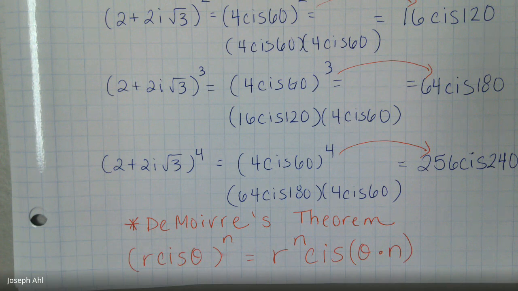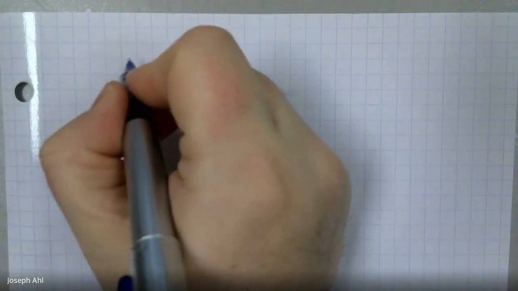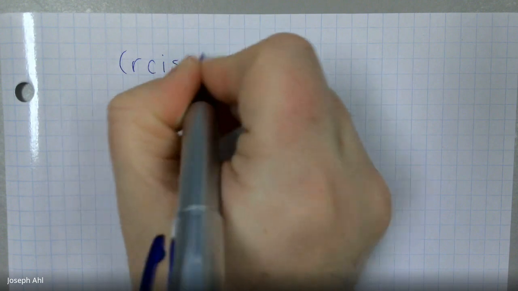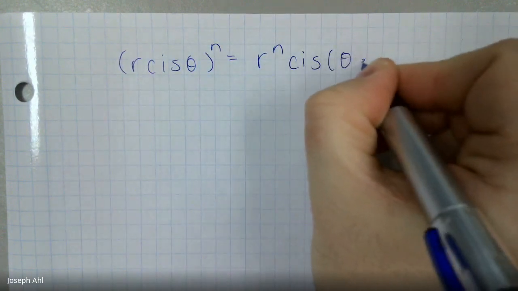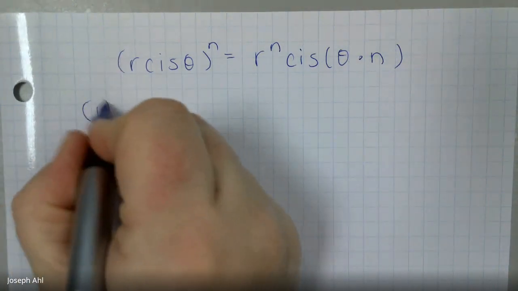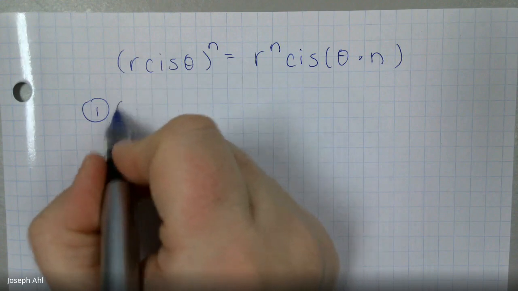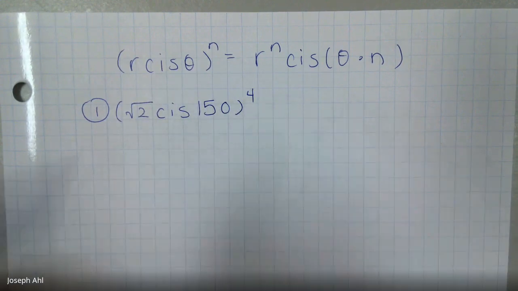So if we're good with that concept, let's just apply it to a few different scenarios. I have some practice questions with this whole new power rule here. So at the top of my next page, I'm just going to write down the rule so we have it to reference, that R cis theta to the n is R to the n cis theta times n, like that. So let's evaluate the following problems. Number one, let's take radical 2 cis 150, and then we'll raise that to the fourth.